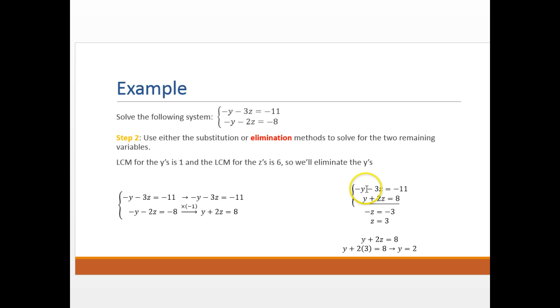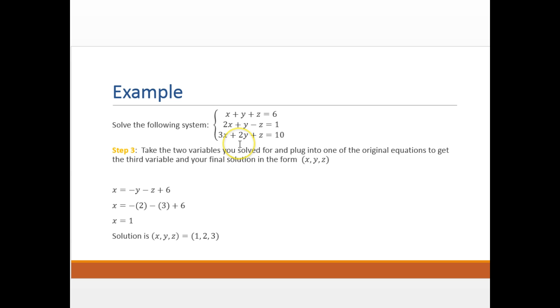So you have negative y minus 3z is negative 11. Y plus 2z is 8. We add them together, you get negative z is negative 3, so z is 3. Plug back in, and y plus 2z is 8, so y is 2. Again, we're not finished because we have three variables, so we go back to our original equation. X is negative y minus z plus 6, so negative 2 minus 3 plus 6 is 1. So the solution for x is 1, and the solution for everything is 1, 2, 3.